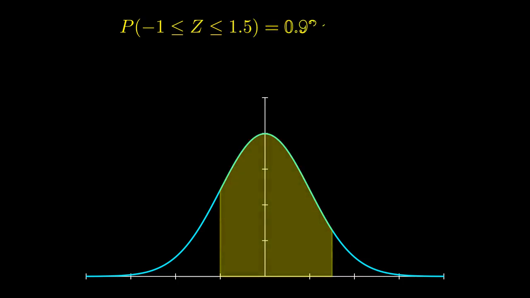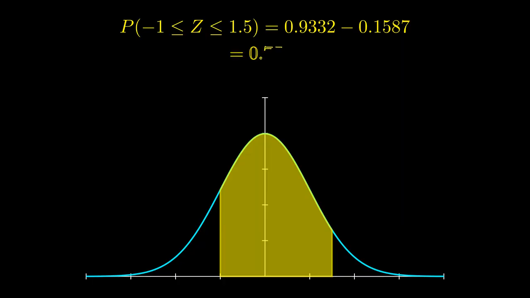Practical example 3, finding the area between two scores. Suppose we want to know the probability of a value falling between z equals -1 and z equals 1.5. We find the area for 1.5, which is 0.9332, and subtract the area for -1.0, which is 0.1587. The result, 0.7745, tells us that roughly 77.45% of the data lies in that range.